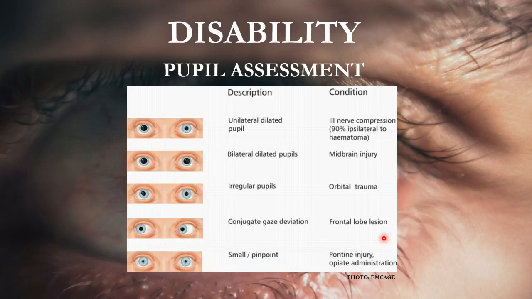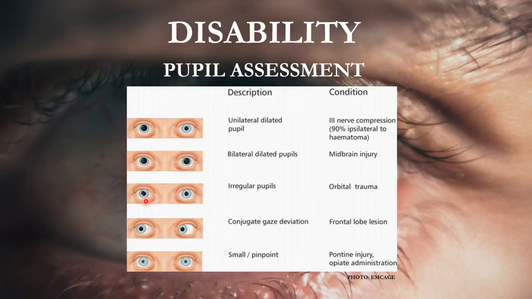Now there are some conditions where you can find pupils like this. I've got this one from M. Cage. For example, unequal pupils. One is, what's this, dilated or constricted? Dilated. Bigger pupils are dilated, smaller pupils are constricted. So one pupil is more dilated than the other. It can be due to nerve compression, here it says cranial nerve number 3. If both are dilated, it could be because of midbrain injury.